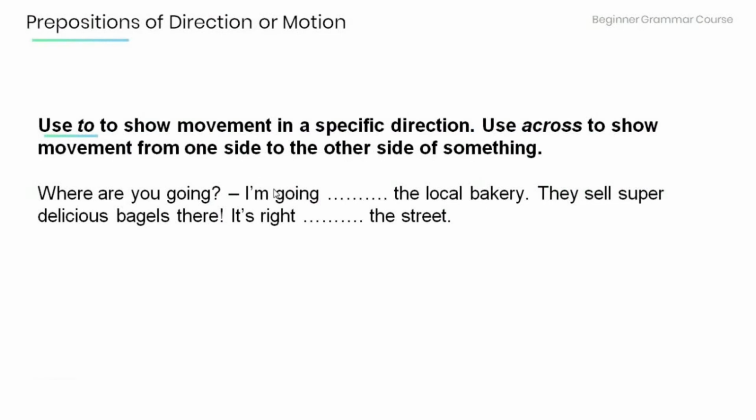Now let's review the use of prepositions of direction or motion and practice a bit. Remember that we use to show movement in a specific direction, and we use across to show movement from one side to the other side of something. Read the following dialogue and fill in the blanks with to or across.